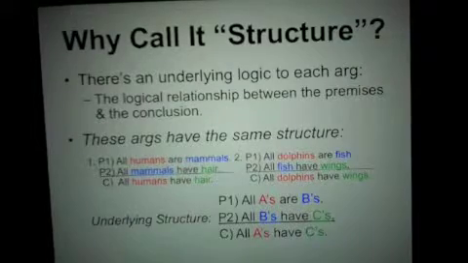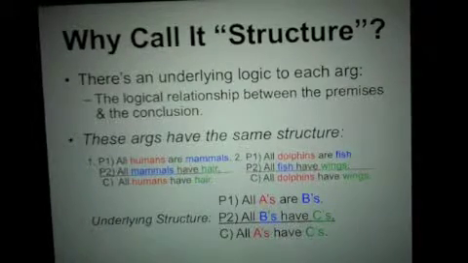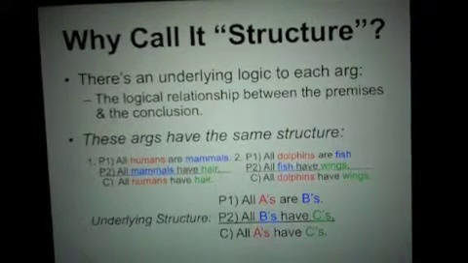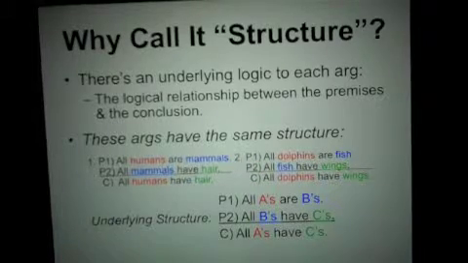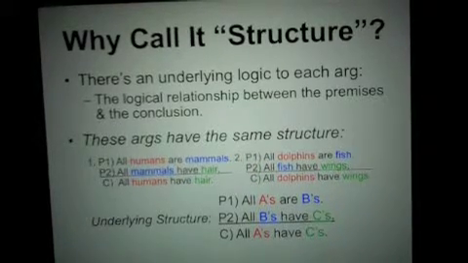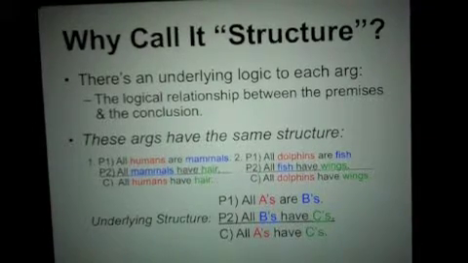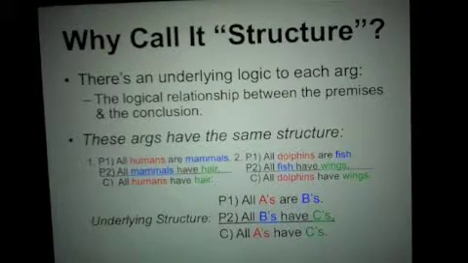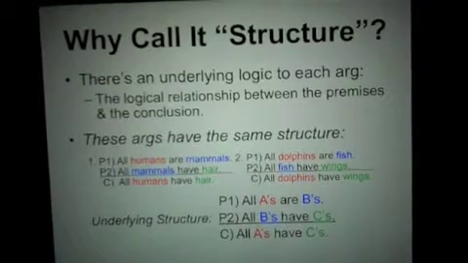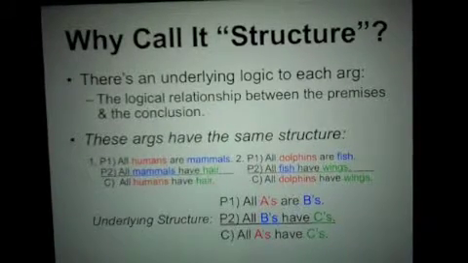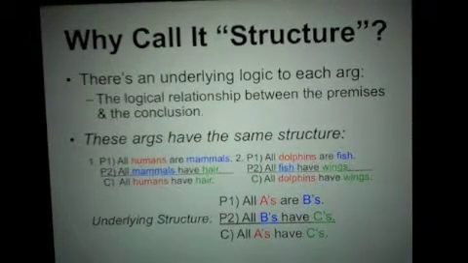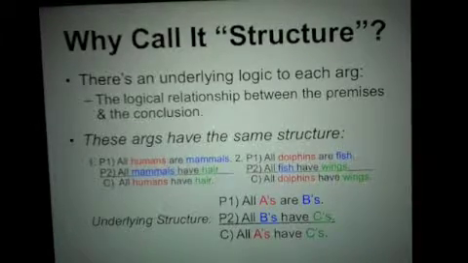And you should also notice that argument 1 is good overall. Not only does it have a good structure, but also those premises are true. Argument number 2 is bad overall. It has the same structure, it's a good structure, but those premises are actually false. Dolphins aren't fish, they're mammals, and not all fish have wings. I don't know that any fish have wings, but that's a separate thing.